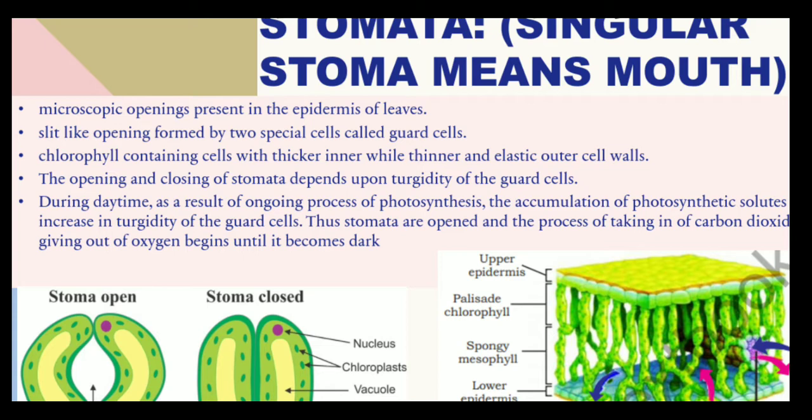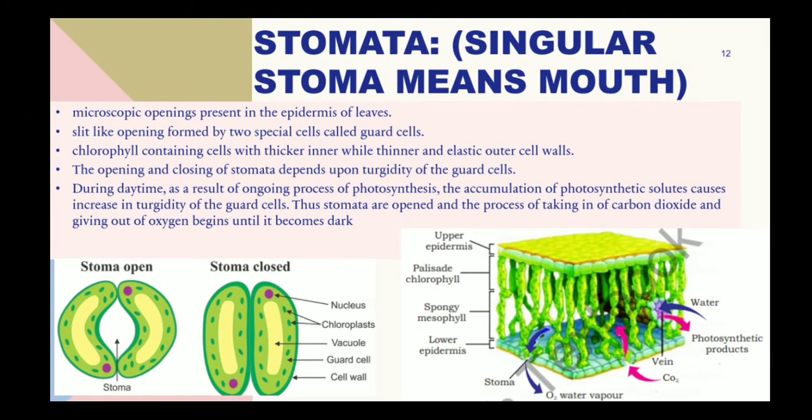The opening and closing of stomata depends upon turgidity of the guard cells. During daytime, as a result of ongoing process of photosynthesis, the accumulation of photosynthesis solutes increases the turgidity of the guard cells. Thus, stomata are opened, and the process of taking in carbon dioxide, giving out oxygen begins until it becomes dark. So in the daytime, when photosynthesis is taking place, the guard cells are turgid.